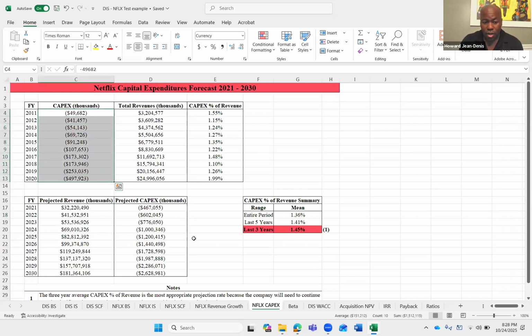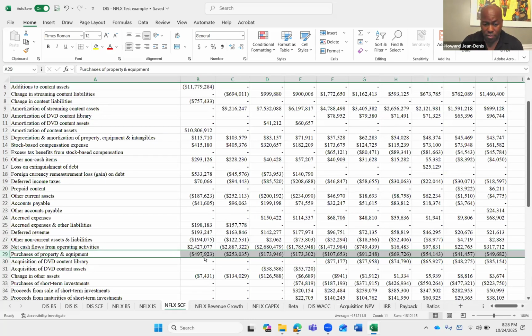I'm going to show you where you found the number in case someone gets lost, but 497,923. That's the last reported year here. So you go to the statement of cash flow for Netflix, and we see it right here.